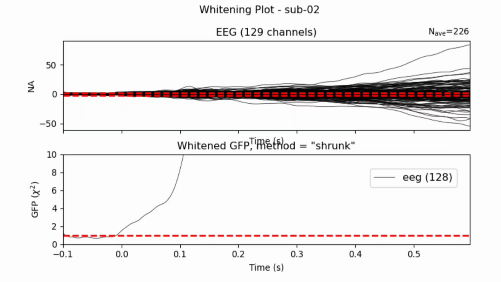After whitening, the noise should be uncorrelated between channels. The noise should have a standard deviation of 1. This plot is your diagnostic tool to confirm that this critical step worked correctly. It has two parts. Top panel, whitened data. This shows the time course of all 128 EEG channels after whitening. The thick red dashed lines represent the 95% confidence interval for pure noise.